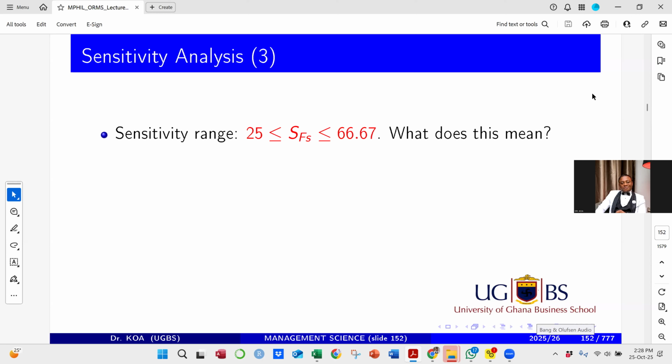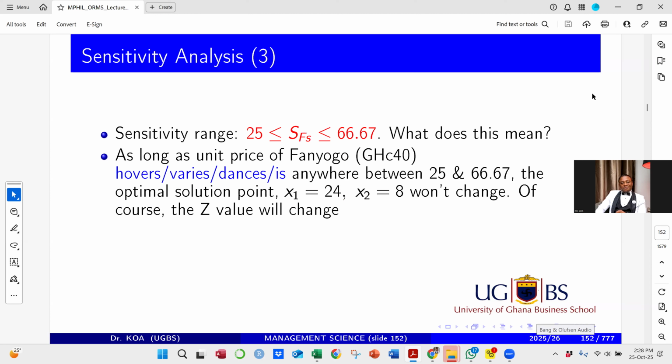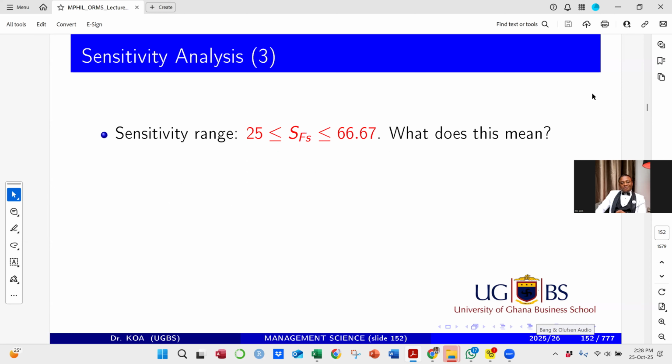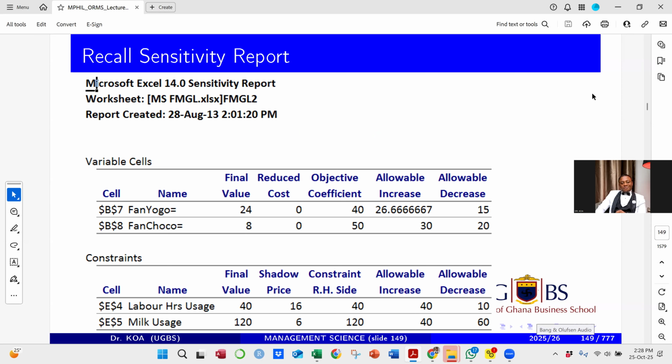But the moment it goes above the upper bound or below the lower bound, the optimal solution changes. So you should learn and understand. Even though the optimal solution will not change, the profit will change. The Z value will change, because even a slight change affects it. Take note. Now let's calculate the sensitivity range for labor. Who can tell us the sensitivity range for labor? We just did it for Fine Yogo.